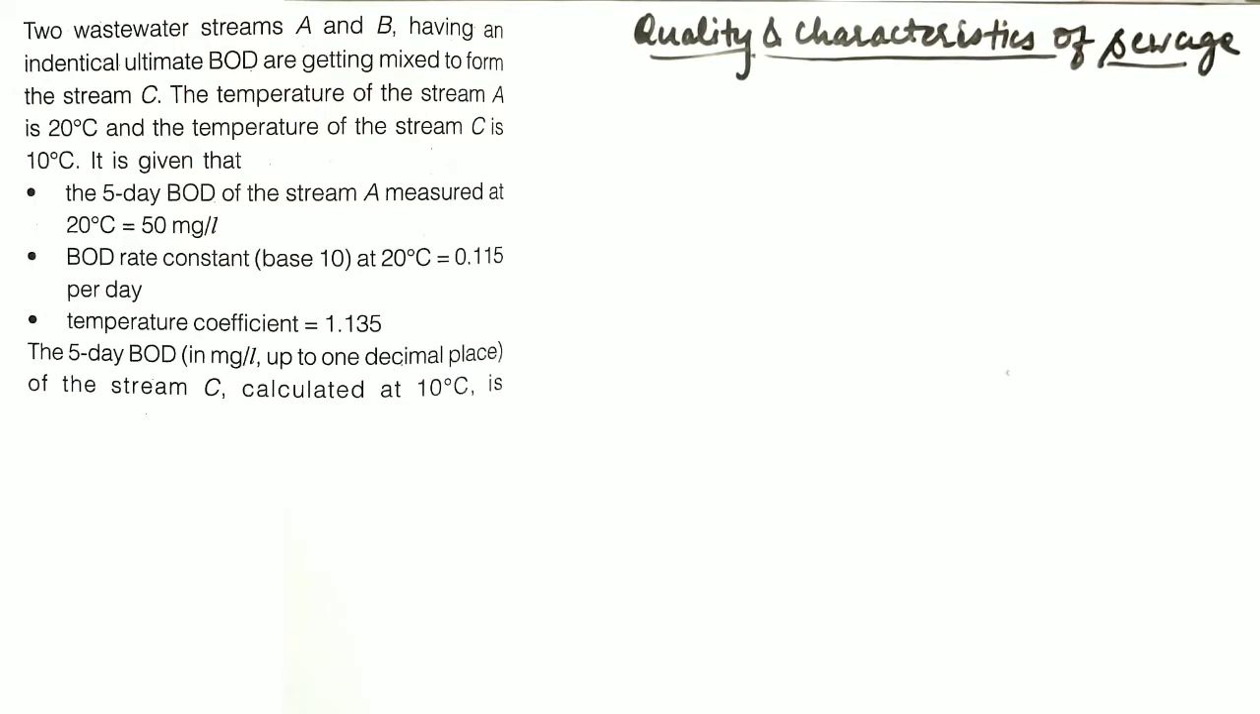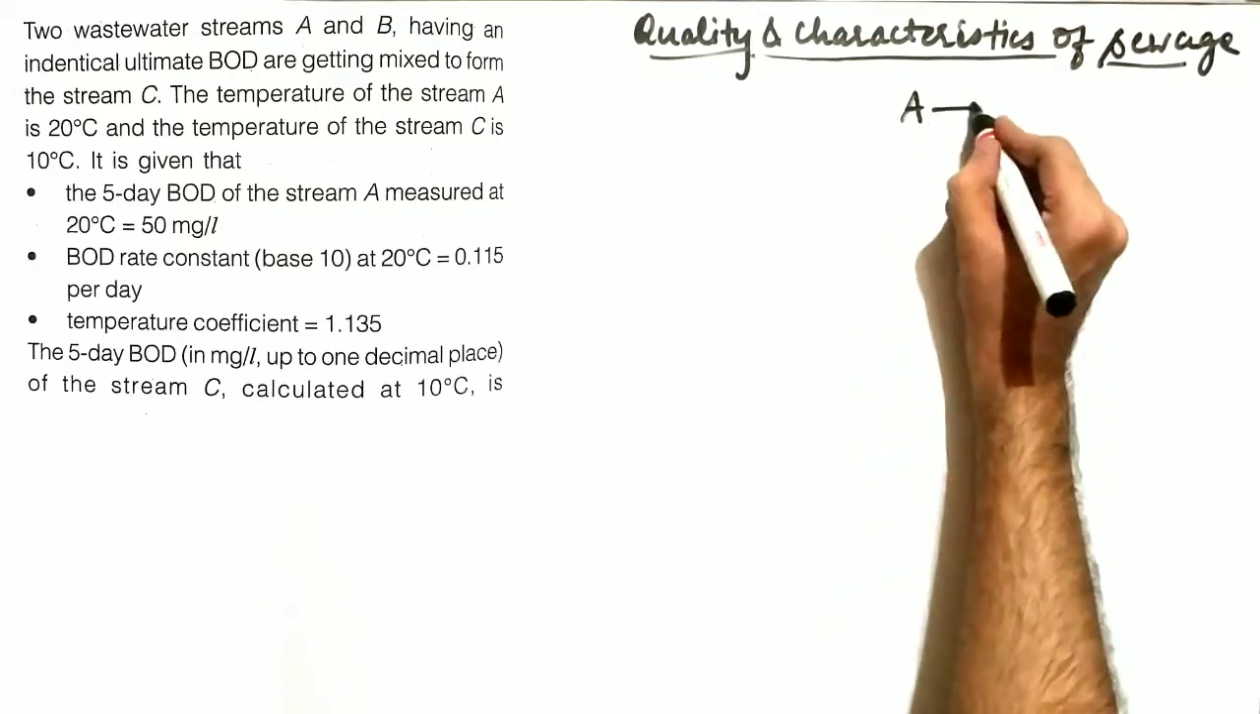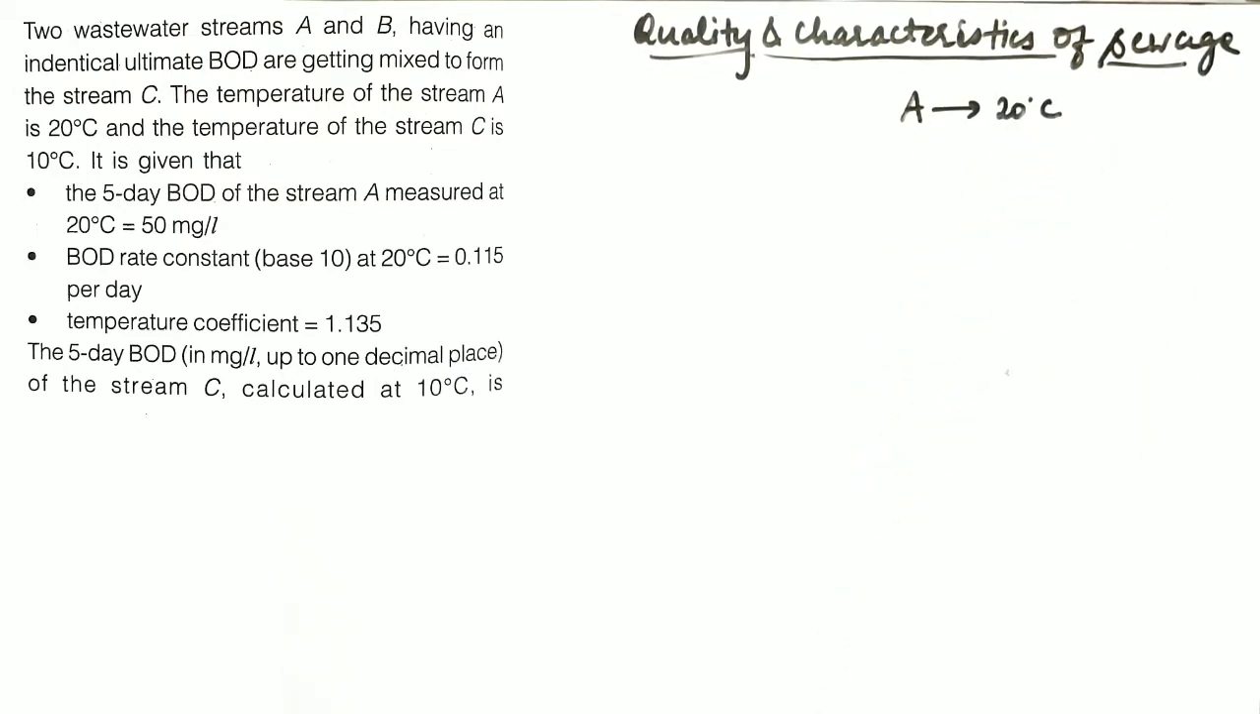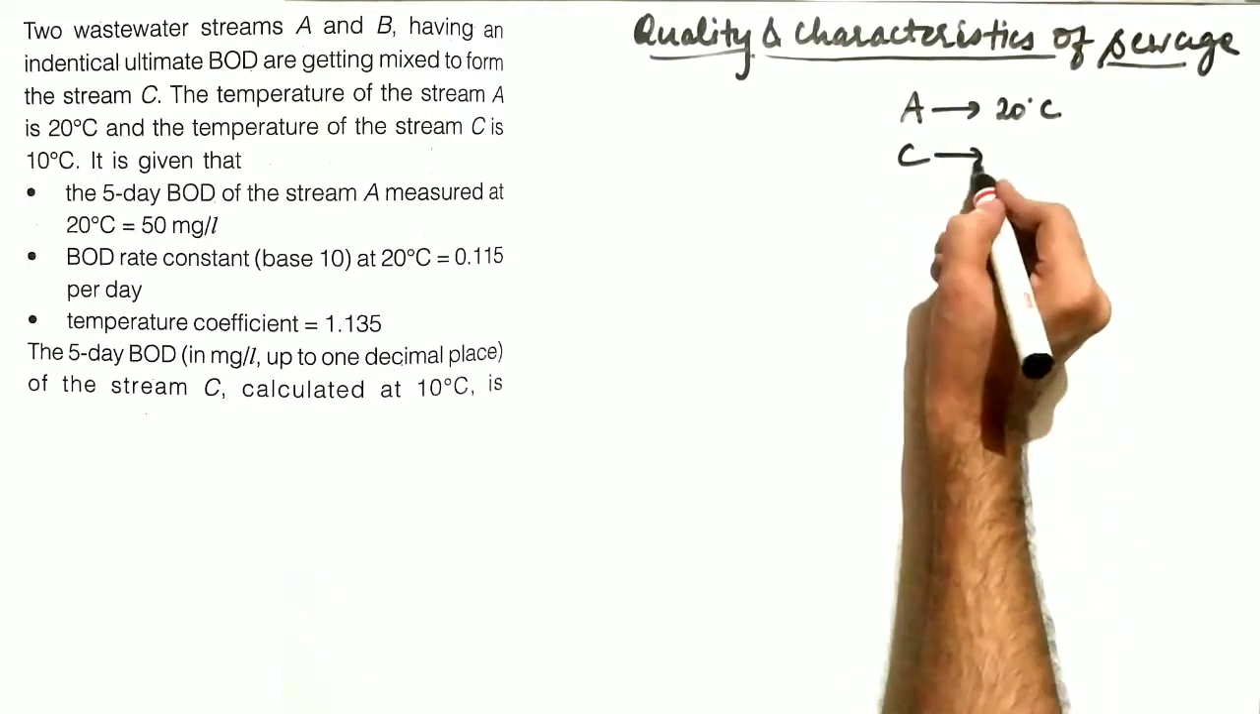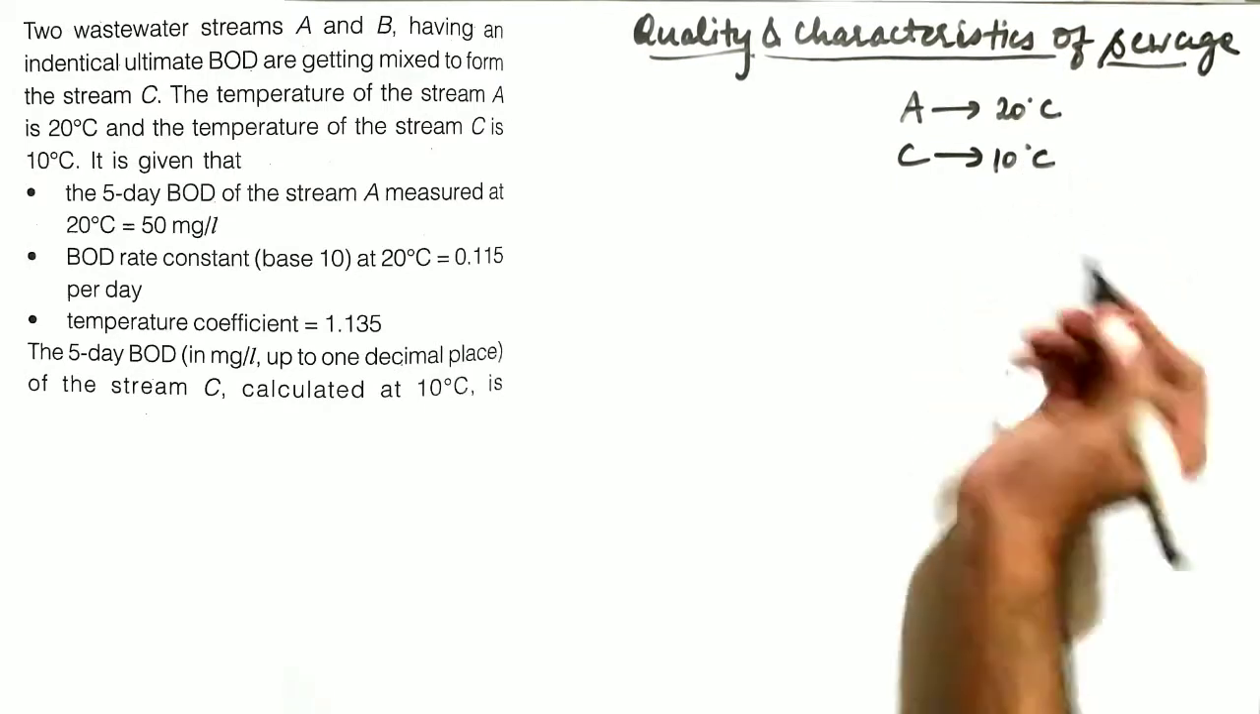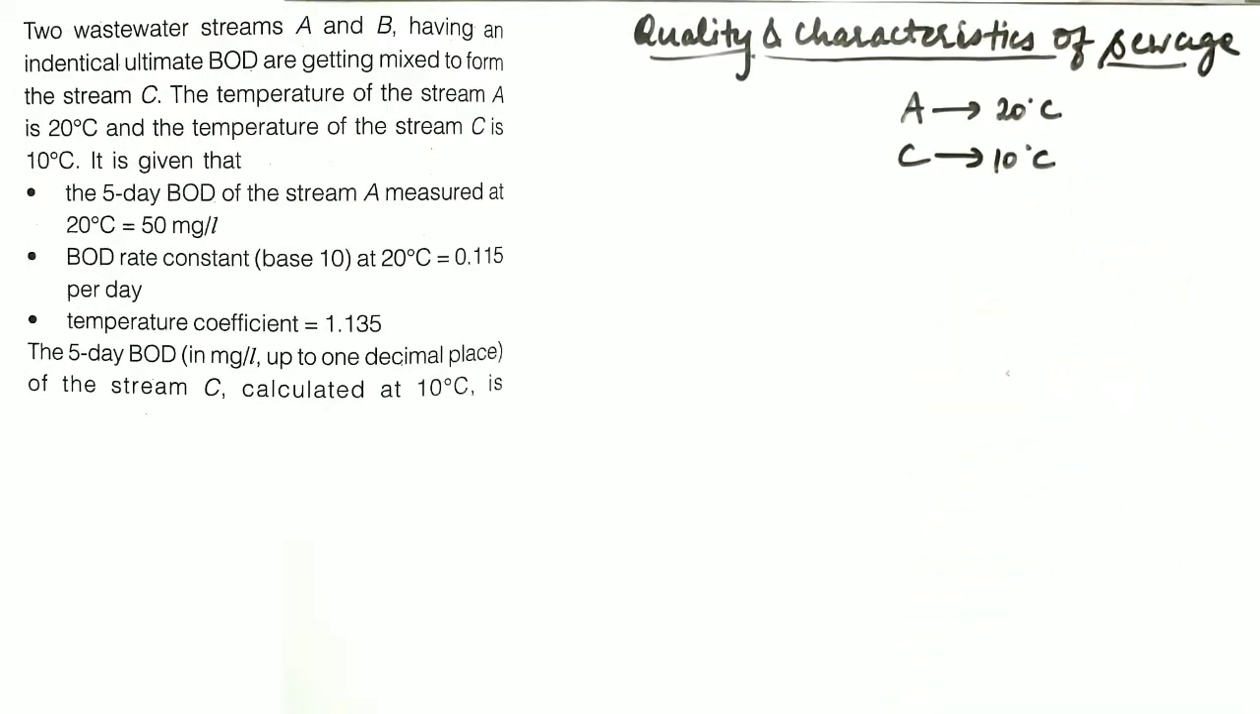The very first question, asked in 2017 for 2 marks: two wastewater streams A and B have identical BOD and are mixed to form a stream C. The temperature of stream A is 20 degrees Celsius, and for stream C, the temperature is given as 10 degrees Celsius. For stream B, the temperature is not given. The 5-day BOD of stream A is given.